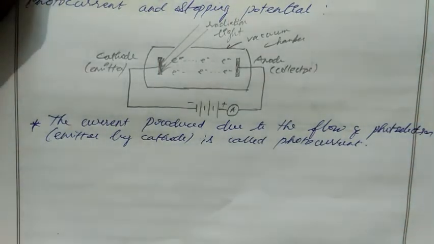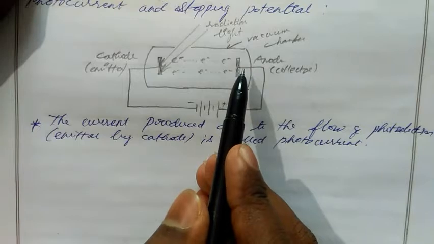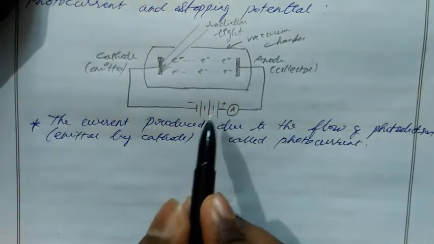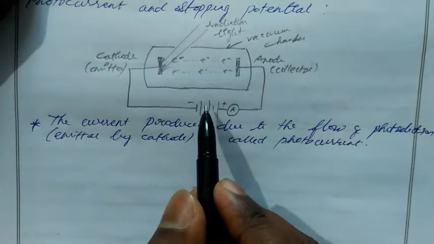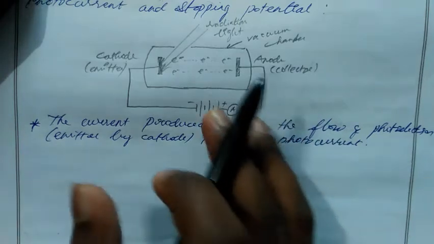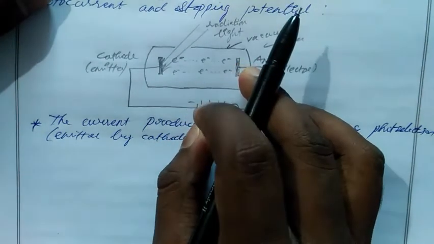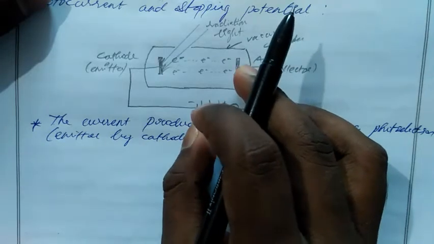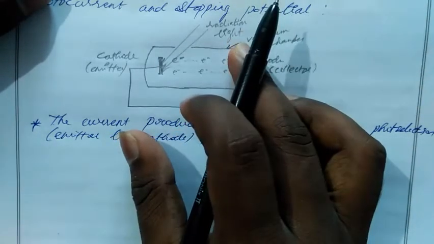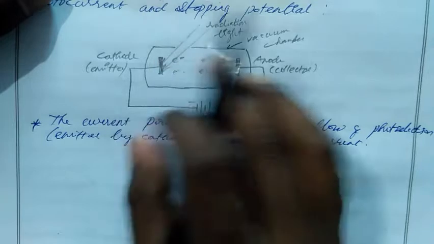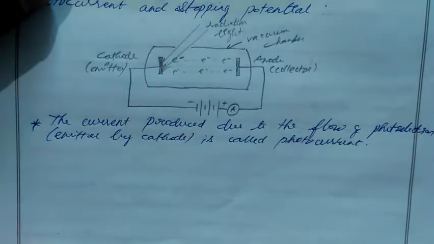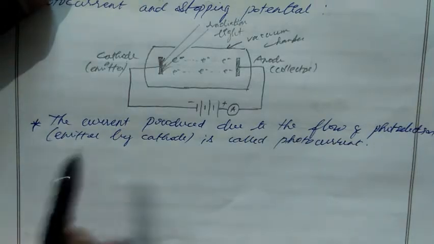When we increase the positive potential, here we have a battery. Initially we give 2 volt, 4 volt like that, then we increase the voltage: 6 volt, 10 volt, 12 volt. Then what will happen? The electric field will be stronger here, so the positive potential will increase. Now all the electrons will move towards the anode, because the anode has more electric field, more electric energy, and can attract all the electrons coming from the cathode.